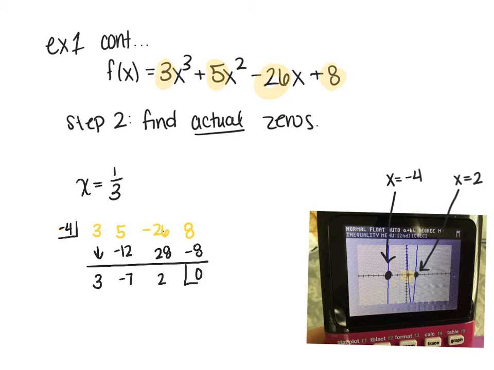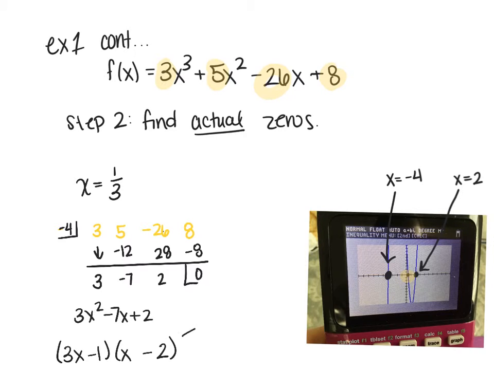So I've completed my synthetic division, which is going to give me 3x squared minus 7x plus 2. Now I'm going to take that and either factor, because I'm seeing it on my graph, it's probably factorable, or do the quadratic formula on it. So it looks factorable to me, so I'm going to try that. I get 3x minus 1, x minus 2.